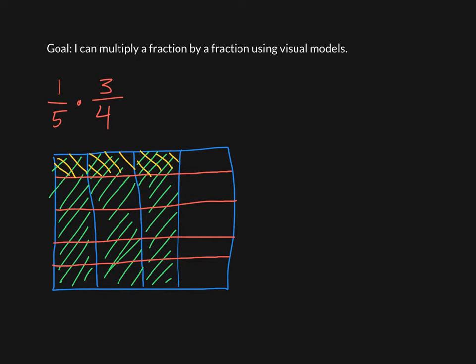So now what I have is I had 3/4 originally, but I was taking 1/5 of 3/4. And when I did that, I split all of my fourths into fifths, which gave me 20 parts in the whole. So that means we have 20 parts in the whole. And then I shaded each of those fourths. I had 1/5 of each of those fourths. So that gave me 1, 2, 3 shaded parts of my 20. So 1/5 times 3/4 equals 3/20.